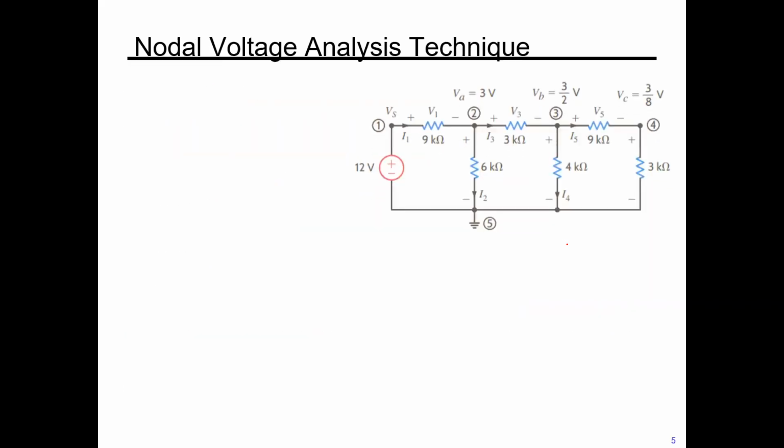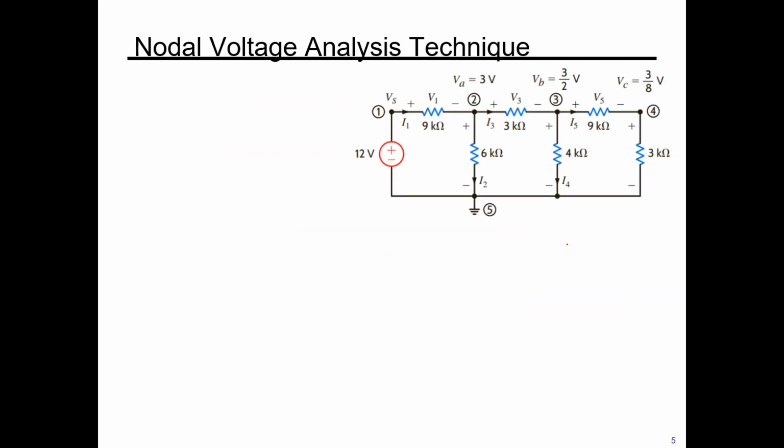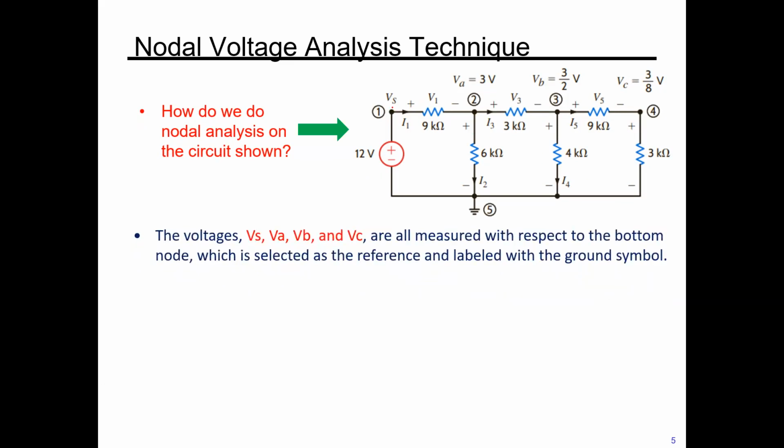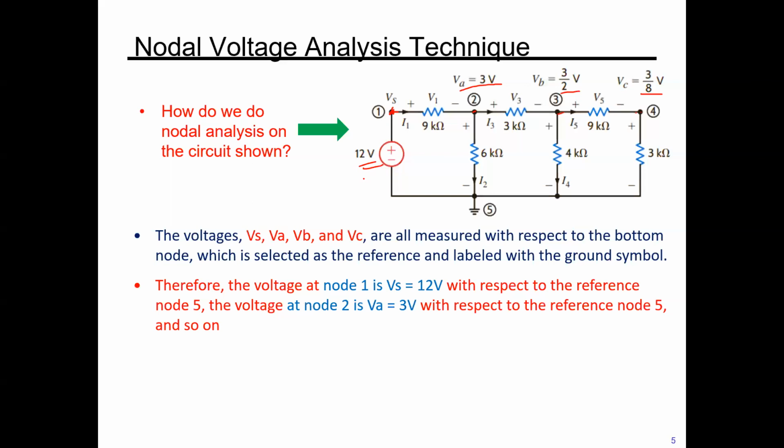Let's consider this circuit, where the voltage is measured at each node. I have node 1 here, node 2, node 3, and node 4. The measured voltages are here: 3 volt here and 1.5 volt here, and obviously 12 volt at the source. Therefore, the voltage at node 1 is 12 volt with respect to the reference here, which is grounded, and the voltage at node 2 is 3 volt, and so on.